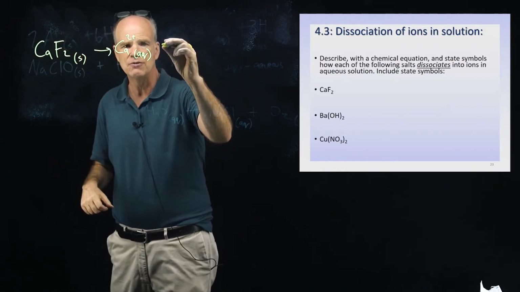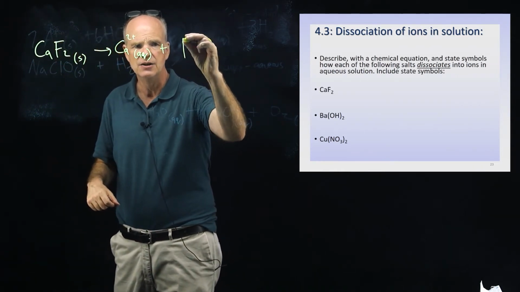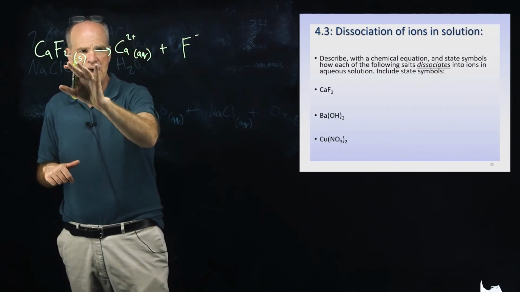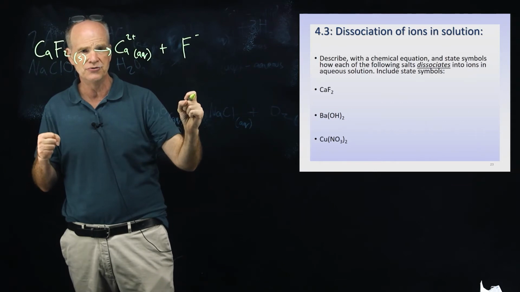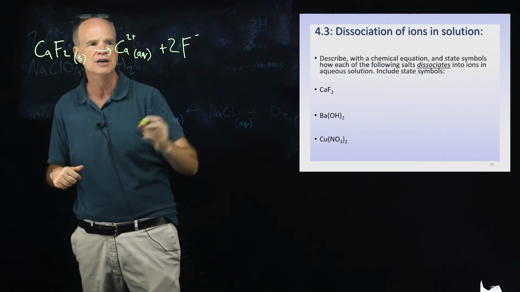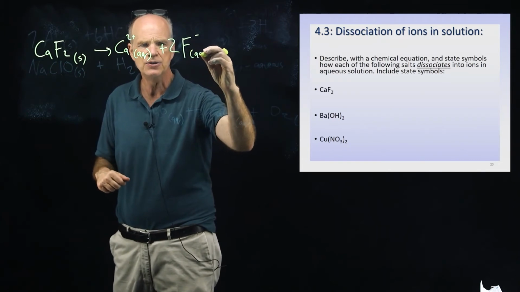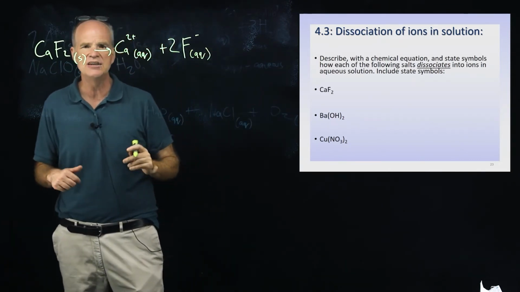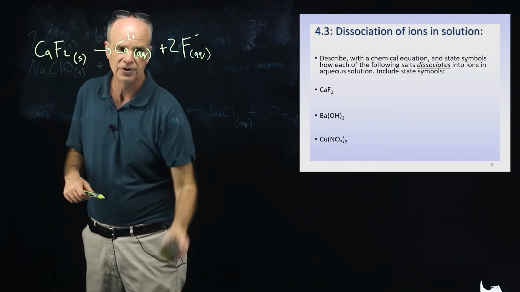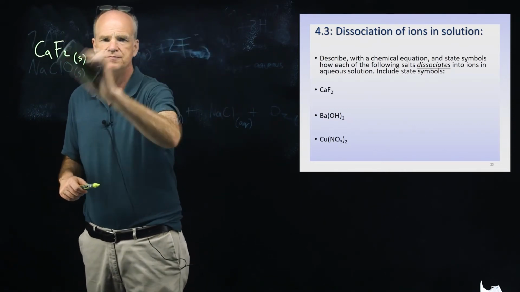So to do that, we indicate we have fluoride ions, each with a negative charge, and we have to balance this and show that the two fluoride ions separate from each of these calciums. So we put a 2 here, and then we write an aq here to indicate that these ions are dissociated into the water. Okay, so there's that one. Let's move on to the next one.